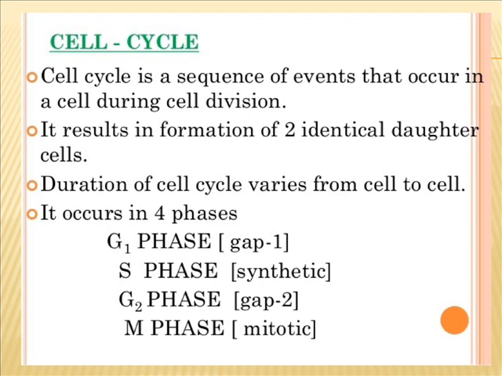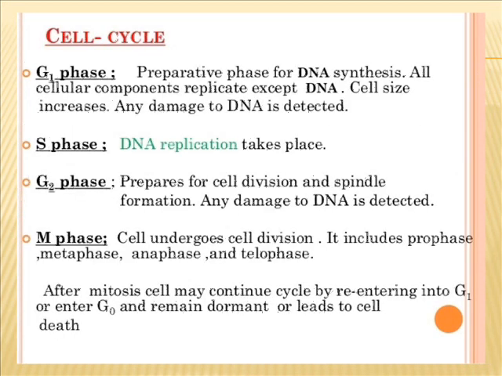to cell. The cell cycle comprises of four phases. The first one is the G1 phase, that is the gap 1 phase. Second one is the S phase, that is the synthetic phase. Third one is the G2 phase, the gap 2 phase, and the last one is the M phase, the mitotic phase. The G1 phase is the preparative phase for DNA synthesis. All cellular components replicate except DNA.